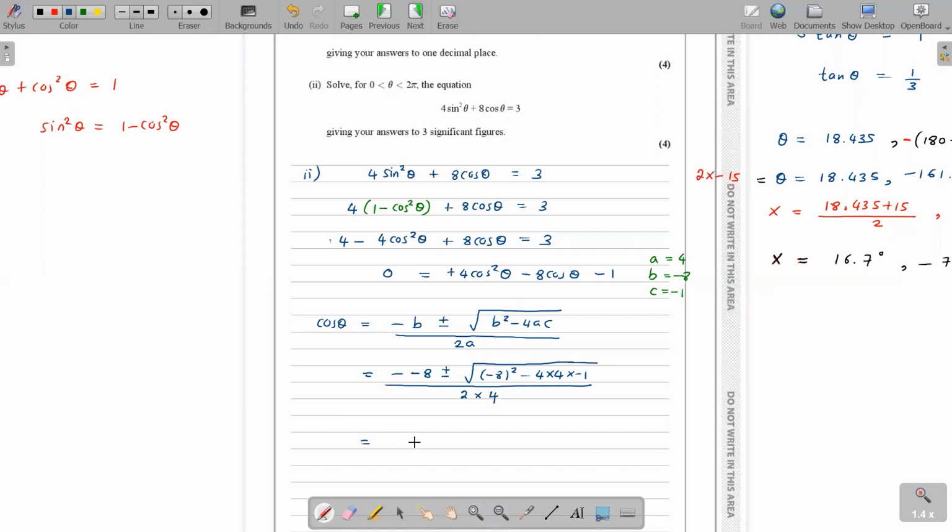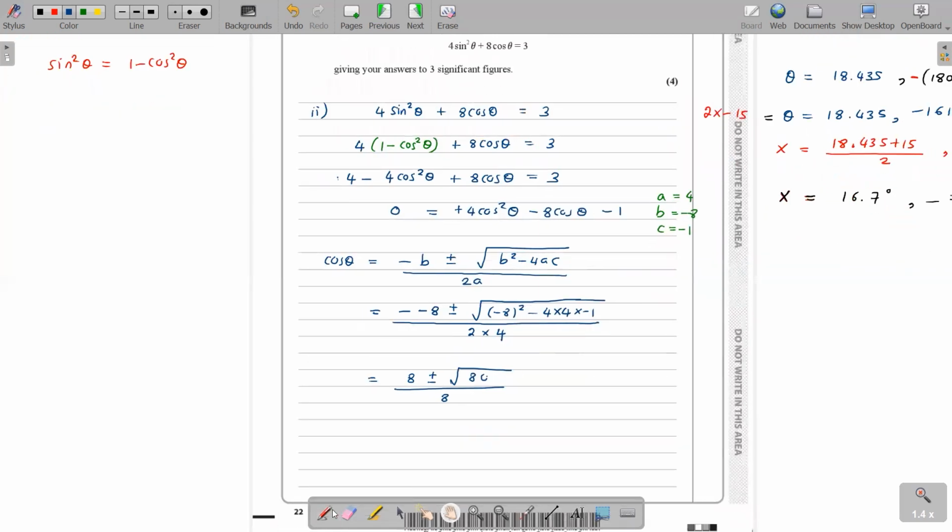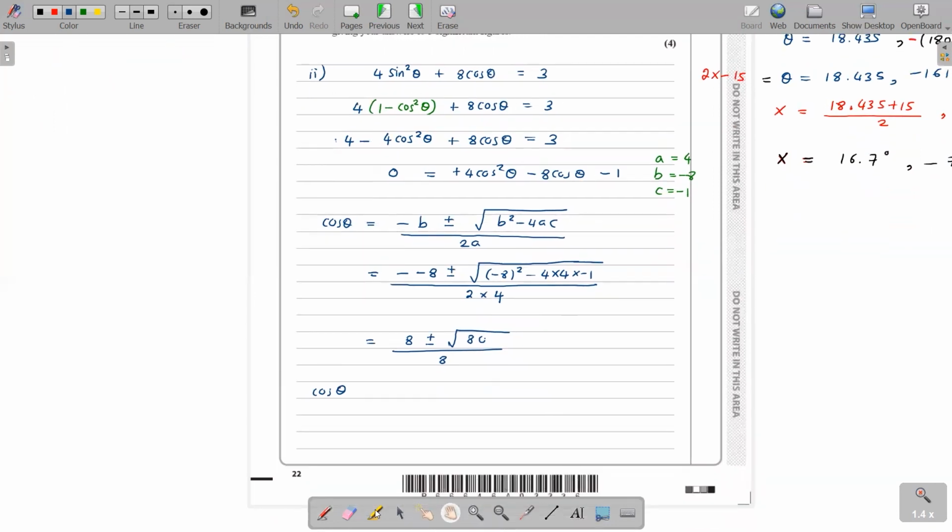So I end up getting here 8 plus or minus square root. Can I know the value inside the root? What is the value inside the root? How much? 80. Divide by 2 times 4, which is 8. Can I know the two answers for cos theta? So we want the answer here to 3 significant figures, so can I have the middle answers to a little bit more significance? 2 plus root 5 over 2. And the other answer? 2 minus root 5 over 2, right? These should be the two answers.